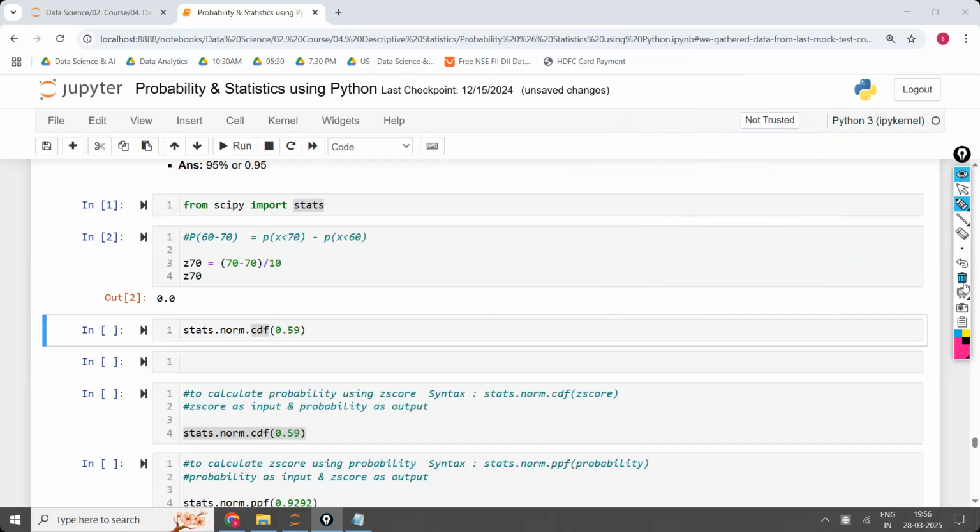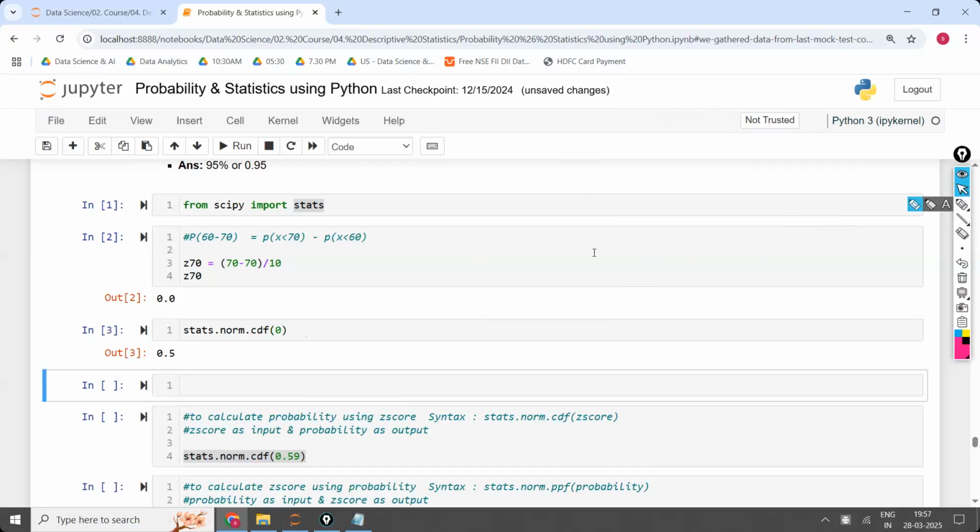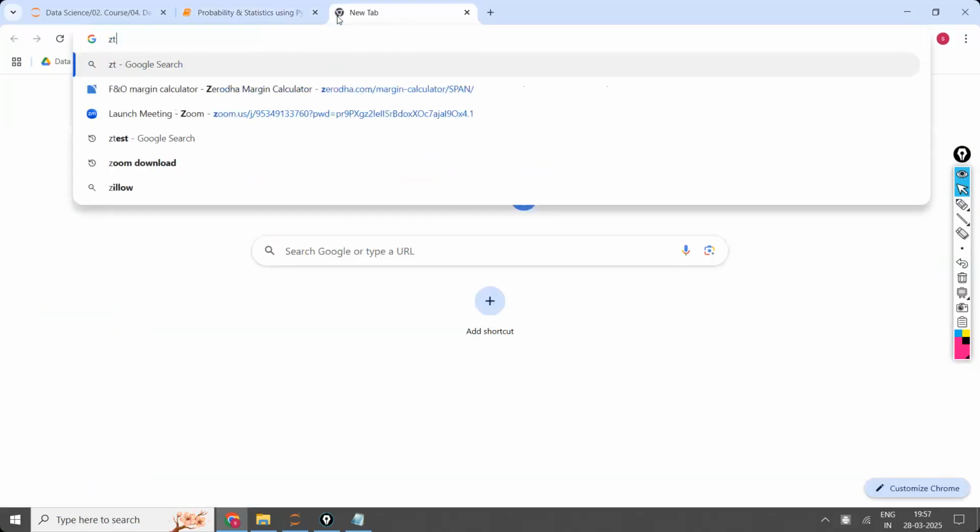Right? Now, what cumulative probability do you have? Here I am writing 0. For the z value of 0, what is the probability value? 0.5. So within the cdf, what do you have to write? The z value you have to write. What will it give? Probability. Now let us cross check with the Z table. Let us open the Z table once.